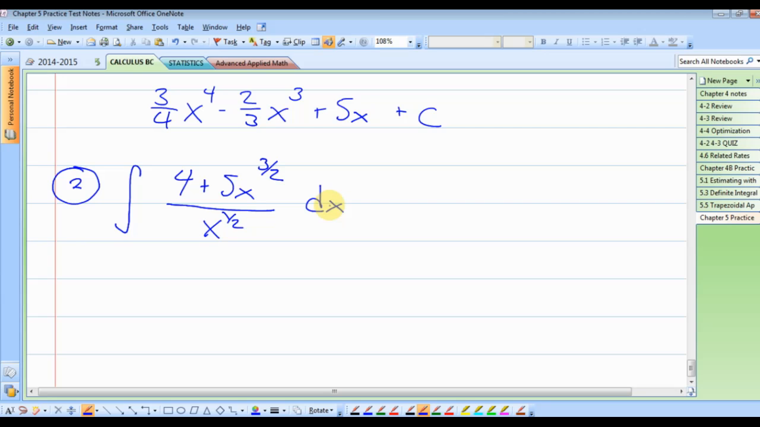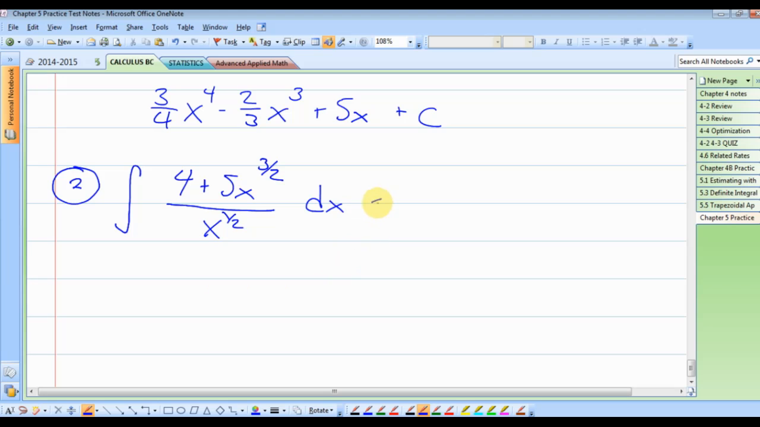So what I was saying in class is there is no quotient rule for integrals. There is no product rule for integrals. So if you ever see a quotient like this or a product, that means there's a trick, meaning you have to do some simplification or you have to use a substitution. In this case, you have to do some simplification.